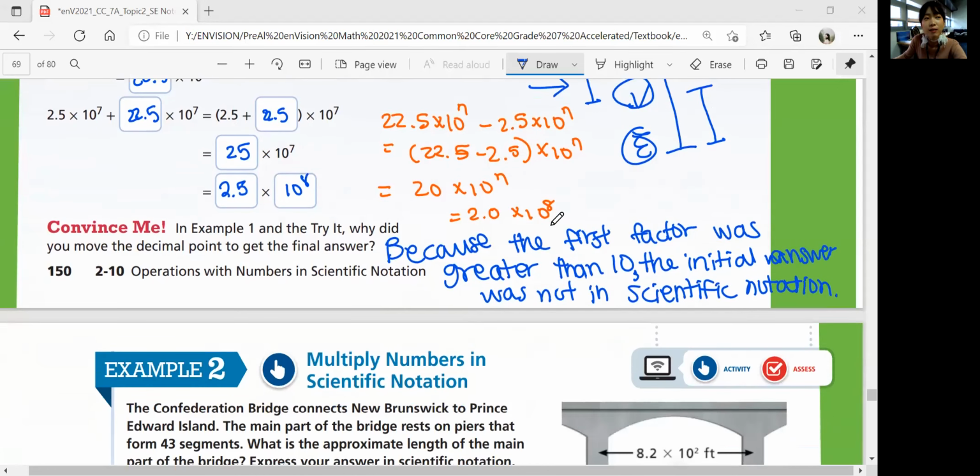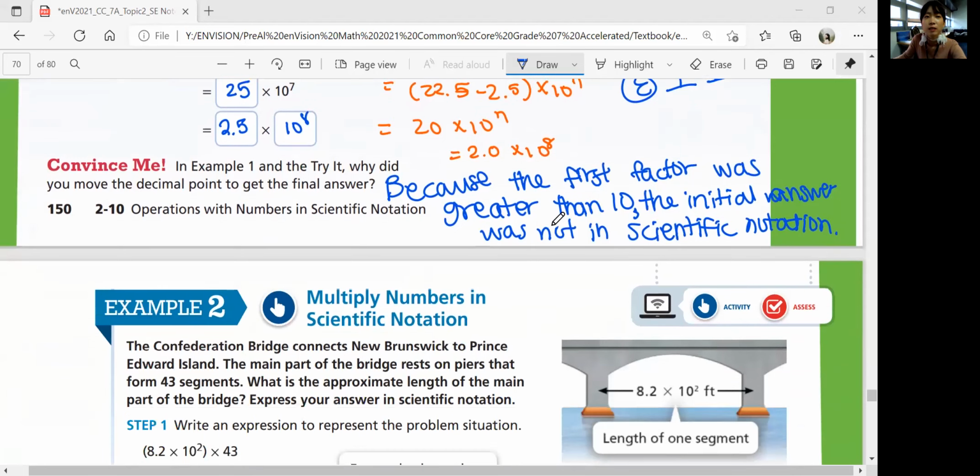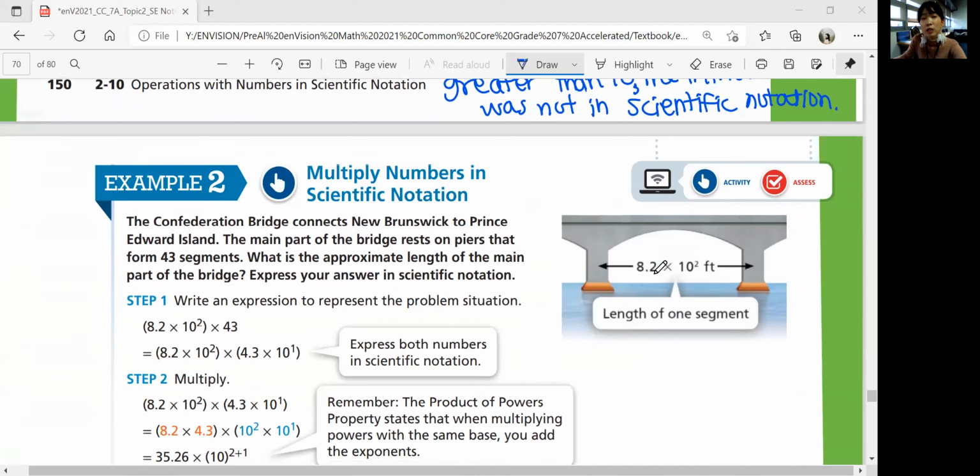Okay, moving on to example 2. Multiply numbers in scientific notation. The Confederation Bridge connects New Brunswick to Prince Edward Island. The main part of the bridge rests on piers that form 43 segments. What is the approximate length of the main part of the bridge? Express your answer in scientific notation.